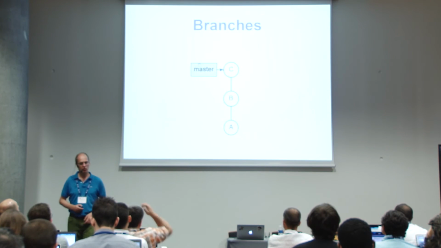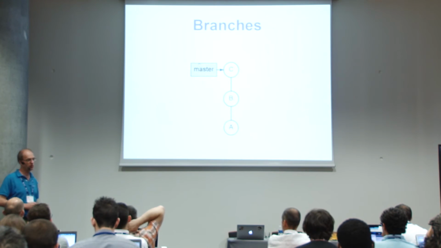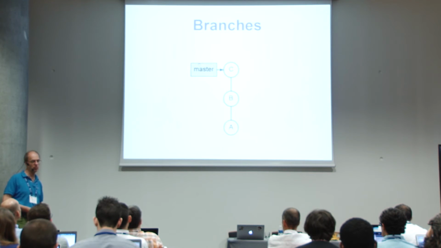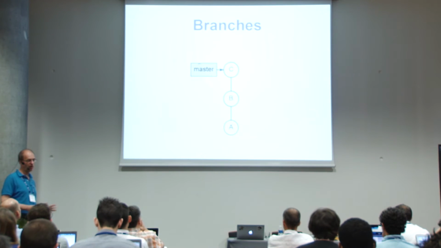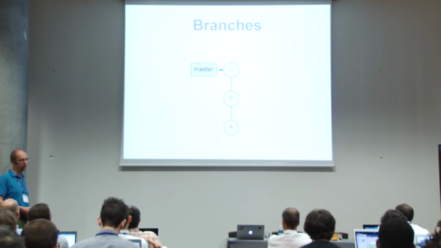Now we add branches to this model. What is a branch in Git? It's just a name pointer to a commit, nothing more. So it's just a file containing the SHA-1 of the commit it points to. So it's a very simple thing. It's a local object, so it's never transported. So you can name your local branches like you want, because nobody else will see them.